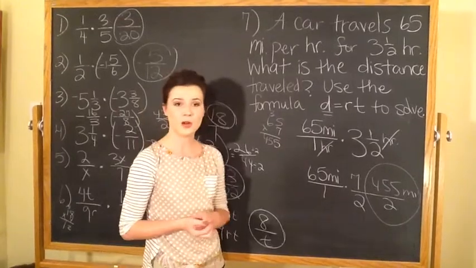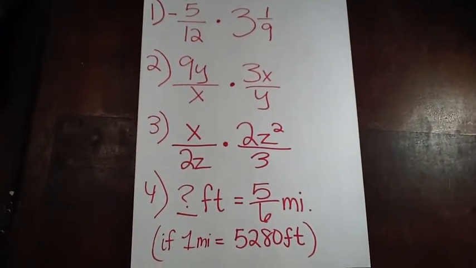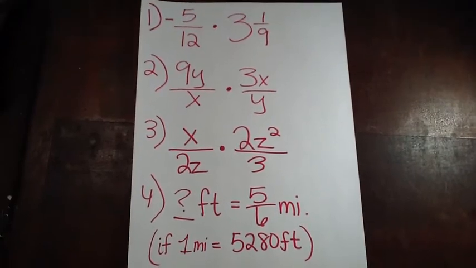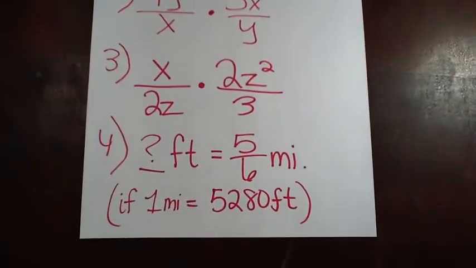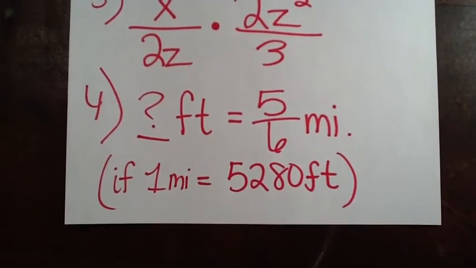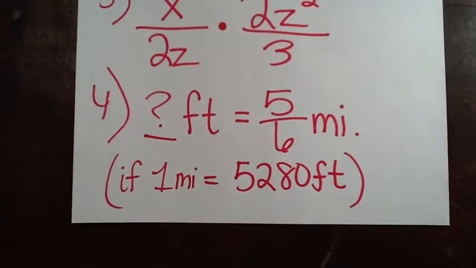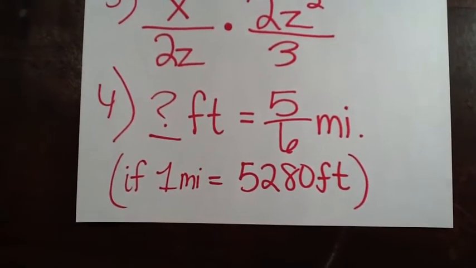Now let's go ahead and do some on your own questions. All right, you have 4 problems to do for me. Go ahead and multiply them across to be able to solve. Make sure to put them in simplified form. Now, this last one, it says blank feet is equal to 5/6 of a mile. Now, we are doing that if 1 mile is equal to 5,280 feet.